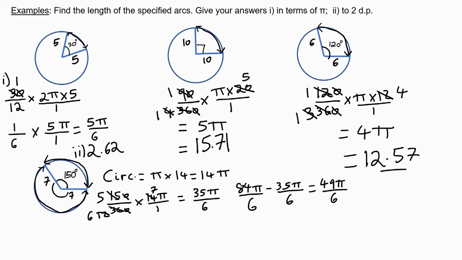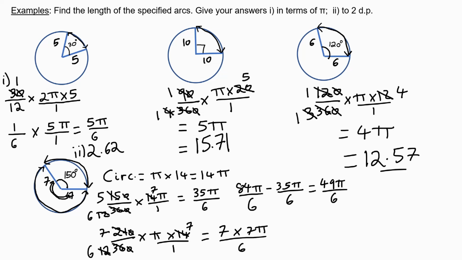Another way I could do this is just look at the angle. So the major angle here is going to be 360 take away 150. So that's going to be 210. So we could then do 210 out of 360 times pi times 14. Same sort of thing. So 3 into 21 goes 7, 3 into 36 goes 12, and then 6, 7, and I get 7 times 7 pi over 6 times 1, which is just 49 pi over 6, which is exactly the same.